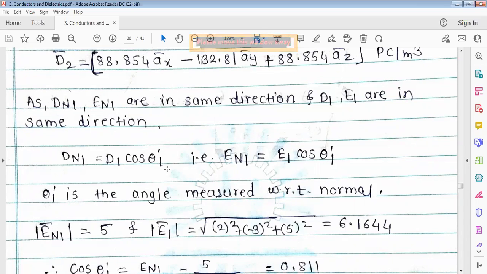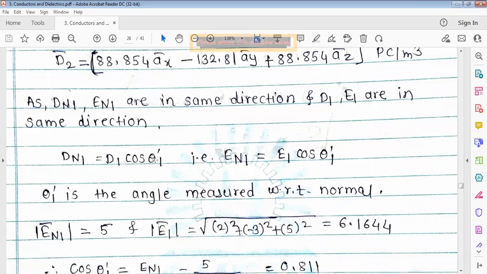That's why the normal component is taken. If this is only cos theta, then it will be the tangential component. So here that theta dash is considered, so that angle is different, which is taken to the adjacent side, that is the normal component. So the normal component Dn1 is equal to D1 into cos theta 1 dash.